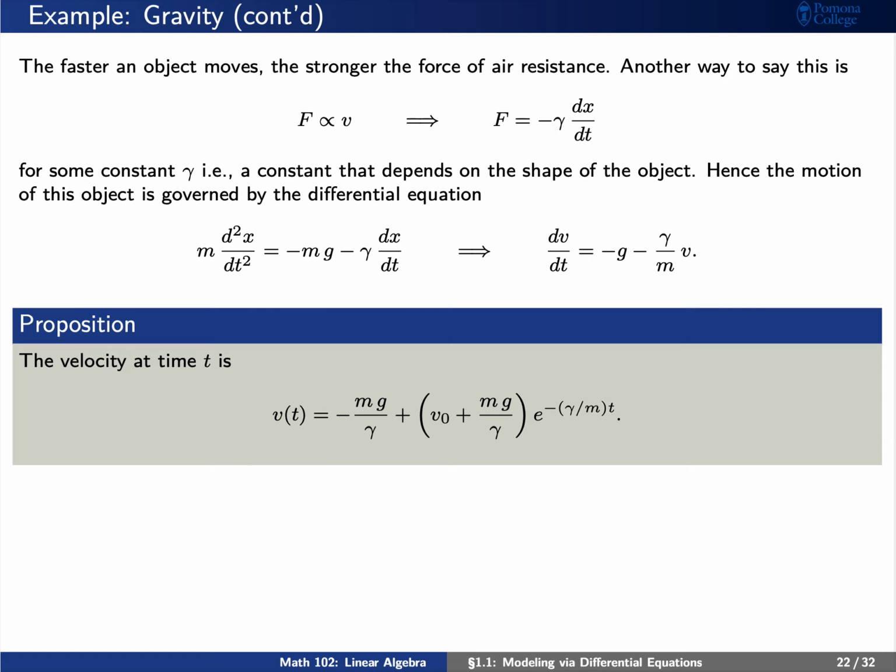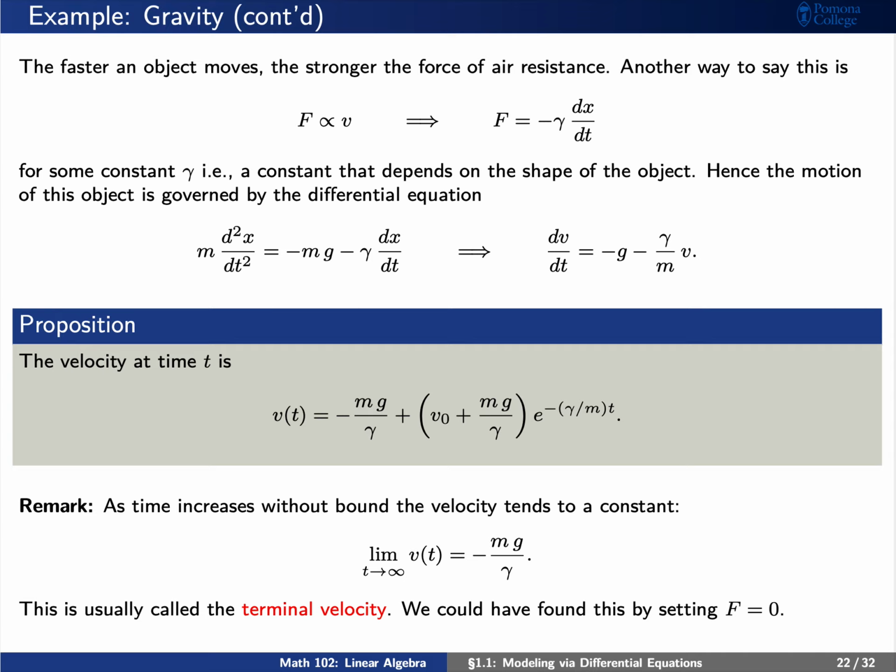But this function involves an exponential, e to the minus gamma over m times t. As t increases without bound, this exponential becomes smaller and smaller. And we find that our velocity tends to a constant number, namely negative mg over gamma. This constant number is typically called the terminal velocity. That is, it's the velocity that really is the asymptotic value that we find as t increases without bound.